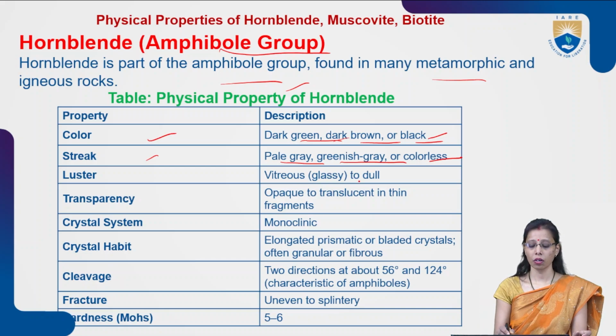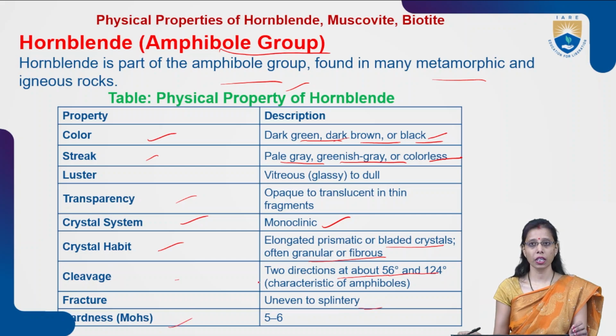Luster is lustrous to dull. This kind of mineral is not too shiny, it has a dull kind of luster. Transparency is opaque to translucent in thin particles. Crystal system is monoclinic. Crystal habit means elongated prismatic bladed crystals, often granular or fibrous. So it has bladed crystals, in a granular or fibrous form. Cleavage is in two directions at about 56 and 124 degrees, characteristic of amphiboles. Fracture is uneven to splintery.